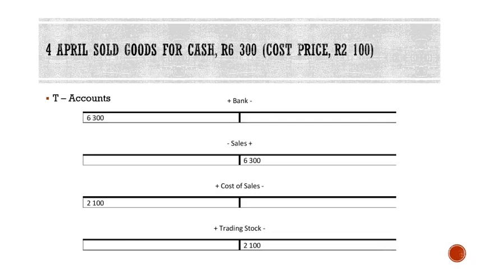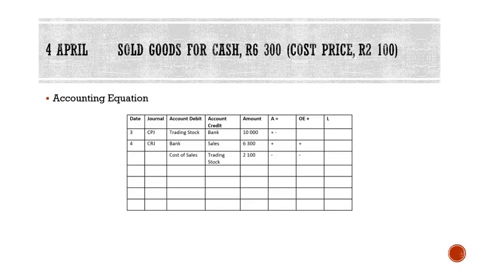Cost of sales is an expense and expenses will increase in the debit side. So cost of sales will be debited with 2,100 Rand. Also remember, expenses will have a negative influence on owner's equity. Remember that for the accounting equation. Then trading stock. Remember, we sold trading stock to the value of 2,100 Rand. Our customer is taking that trading stock home, therefore trading stock will decrease. Trading stock is also an asset and therefore it will decrease in the credit side. On the 4th of April, sold goods for cash to the value of 6,300, cost price 2,100.